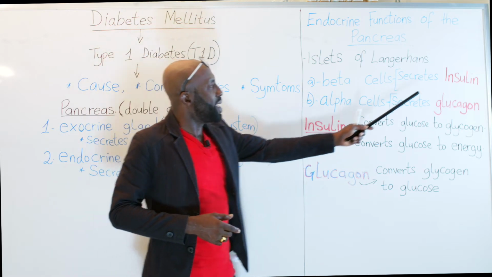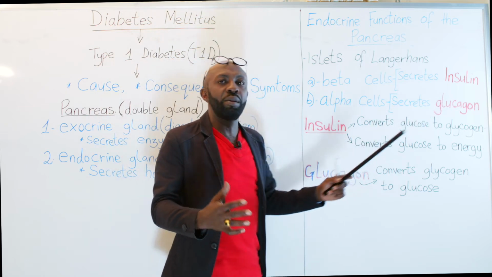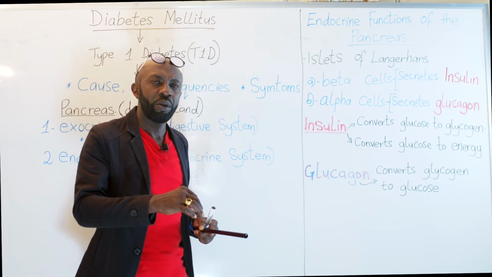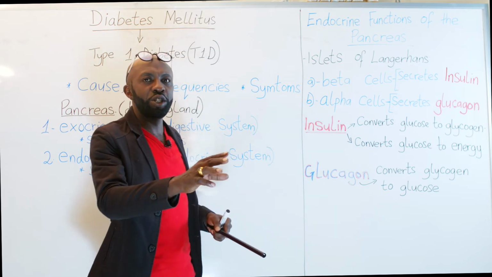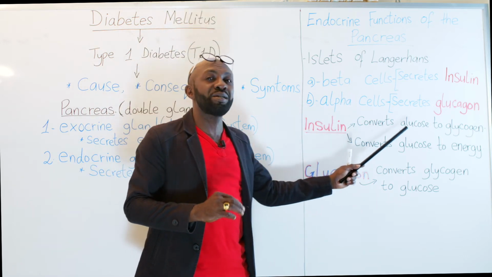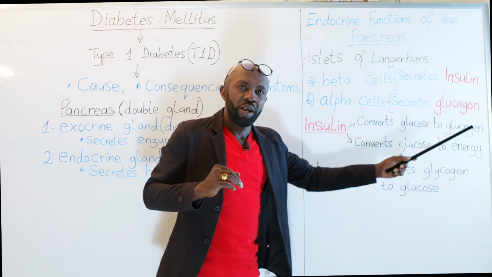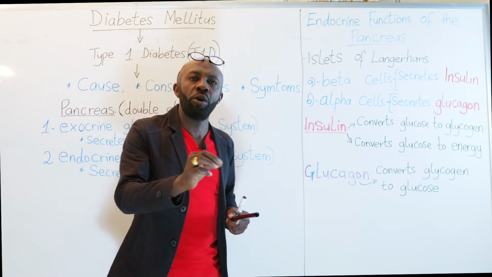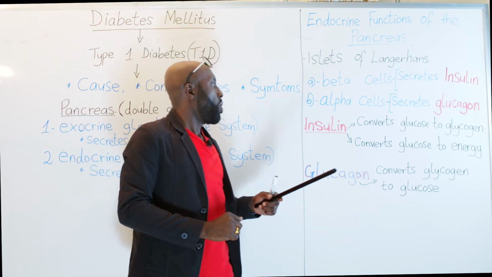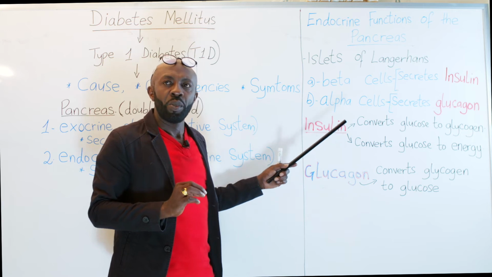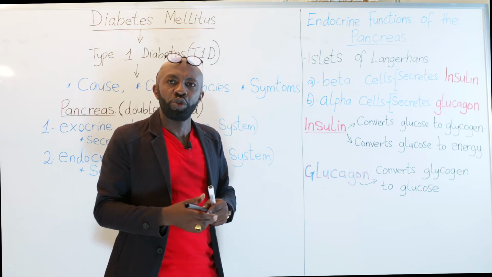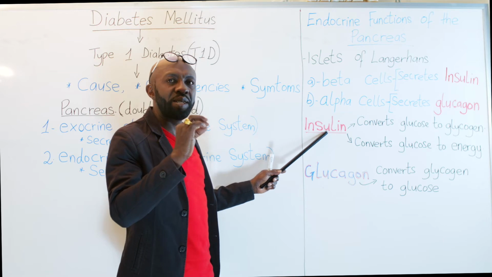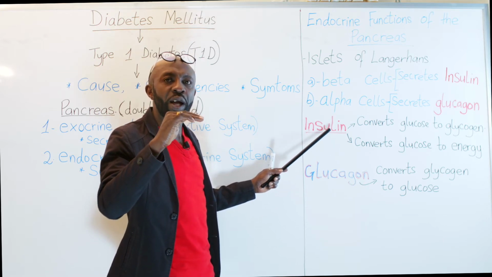Now you have insulin inside the blood and you have glucagon in the blood. What is the function of insulin in the blood? Once the beta cells release insulin into the blood, insulin converts glucose to glycogen and sends it to the body's reservoir, that is the liver or the skeletal muscles. And insulin again converts glucose to energy to supply the cells. So this insulin has two vital functions. It maintains the blood sugar level.